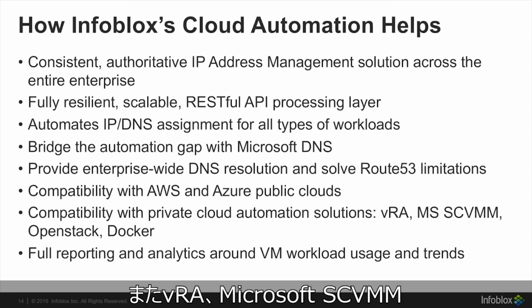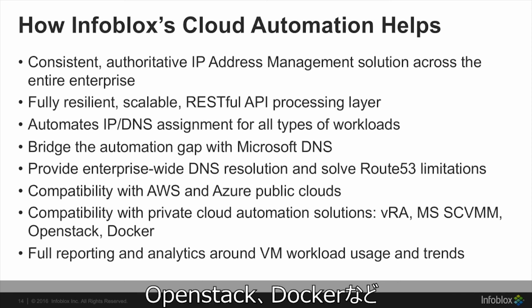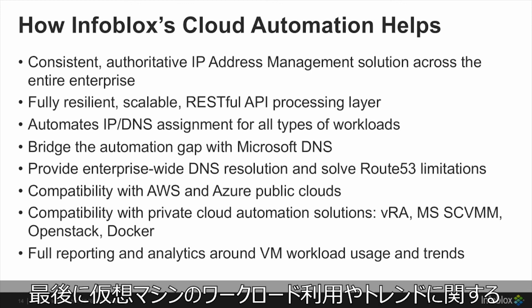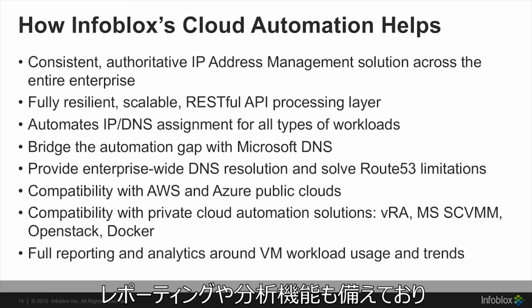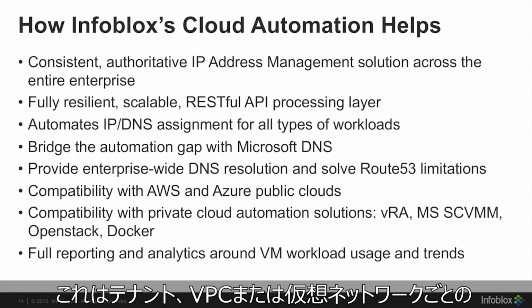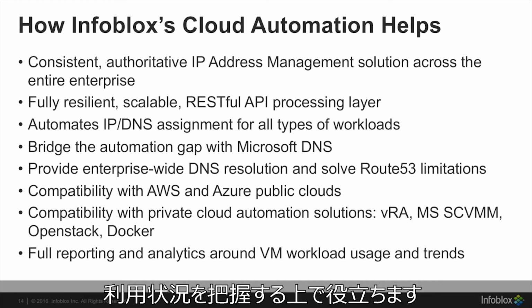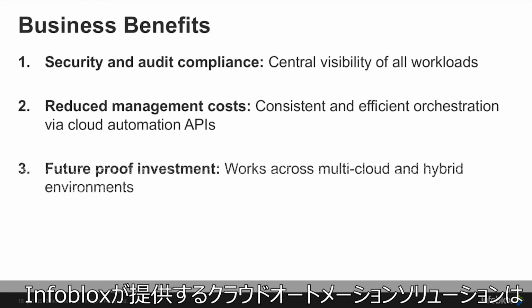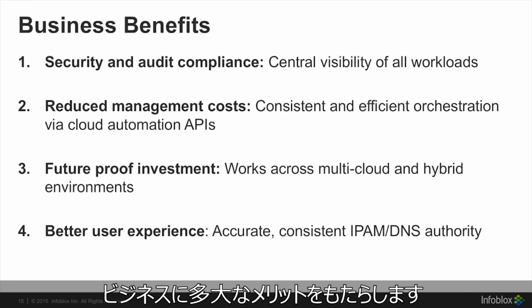We also have compatibility with private cloud automation solutions such as VRA, Microsoft SCVMM, OpenStack, and Docker. Lastly, we provide full reporting and analytics around the virtual machine workload usage and trends. And this is useful if you wanted to break down usage around tenants or VPCs or virtual networks and so on. We see that there are real business benefits to a cloud automation solution from Infoblox.